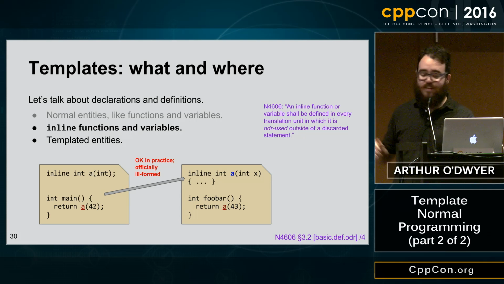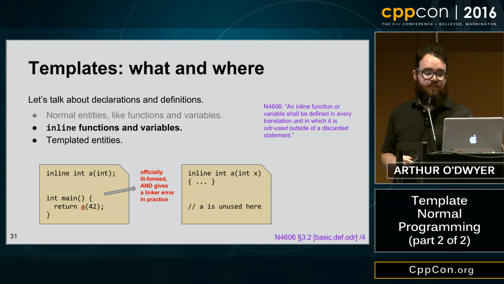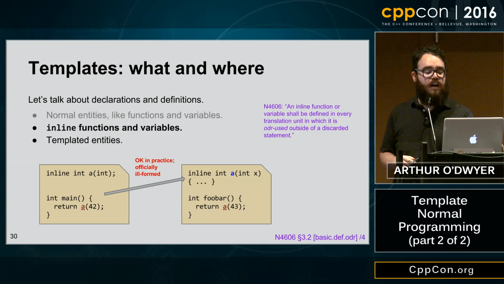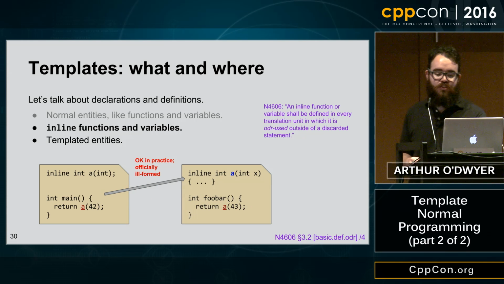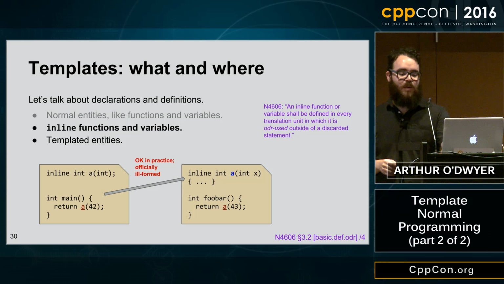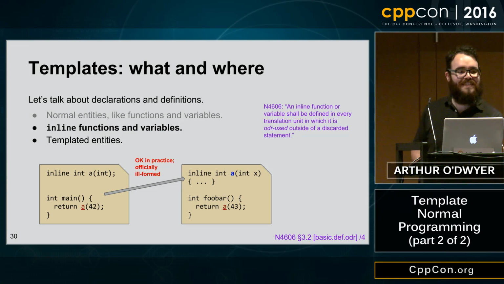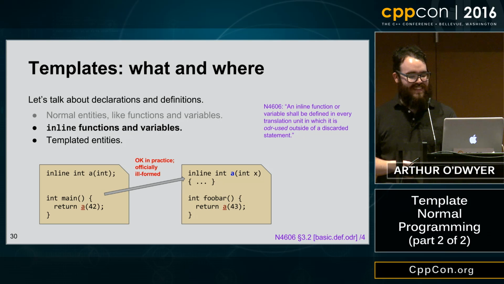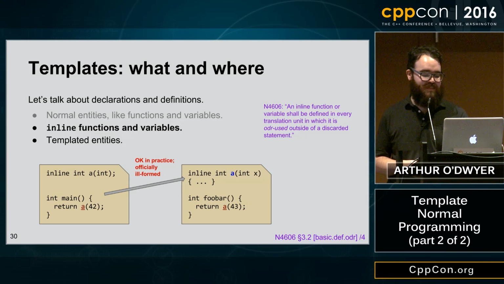However, the linker will kind of do the right thing. However, this is ill-formed because an inline function or variable shall be defined in every translation unit in which it is ODR-used outside of a discarded statement. And in the left-hand translation unit, we have an inline function or variable which is ODR-used in main, but it is not defined. It's defined in a different translation unit in the same program, which is why the linker is totally happy and it probably works in practice. But yeah, officially don't do this.